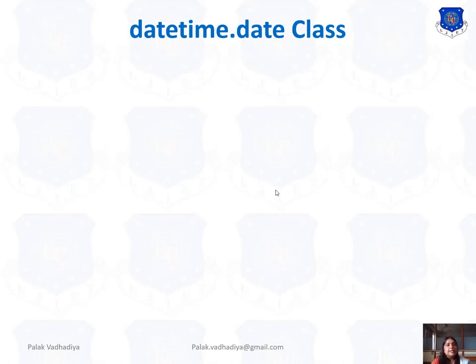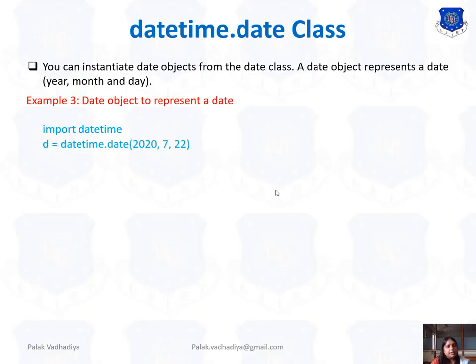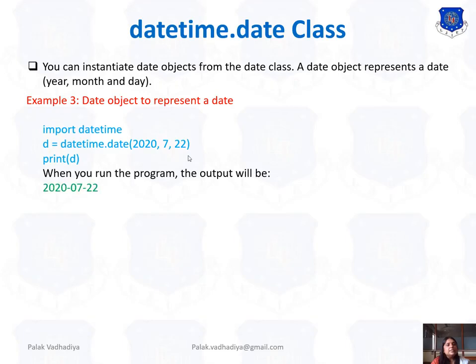The first class is the datetime.date class. The date object will represent the date in year, month and day. So first of all we have to import datetime. This is my module, and inside the module I want the date class, that's why I have written dot date. Then I have to specify the year, the month, and the day. When I print this, it will simply give me the date.